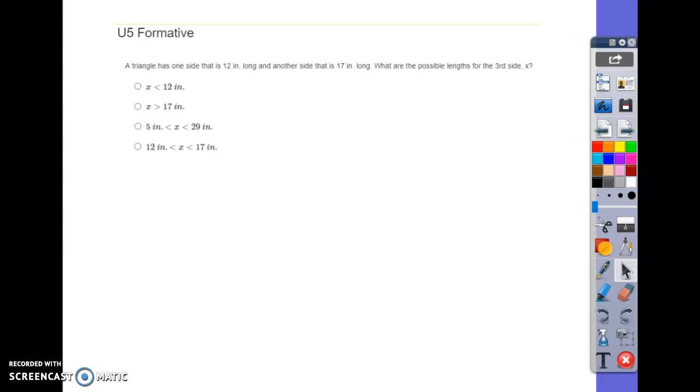So for the Unit 5 formative, it's asking for this first problem. Say a triangle has one side that's 12 inches long and the other side that's 17. So we know the possible lengths for the third side are going to be 12 plus 17 and 17 minus 12. Right? So that's going to be between 5 and 29.